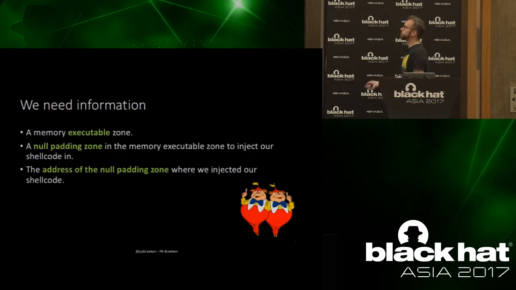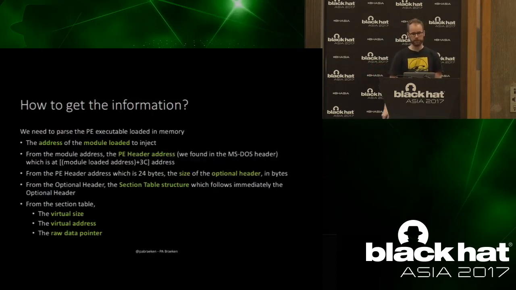So you need different information. You want a memory executable zone, a null padding zone in the memory to inject your shellcode in, and the address. If you have all this information, you can run your application, your malicious one or not malicious. To do that, you need to parse the PE dynamically in memory. You will get the address. So I will go through different steps to be able to do that.